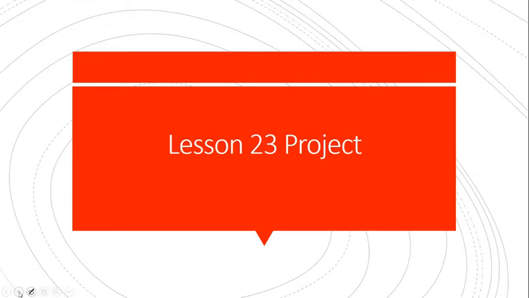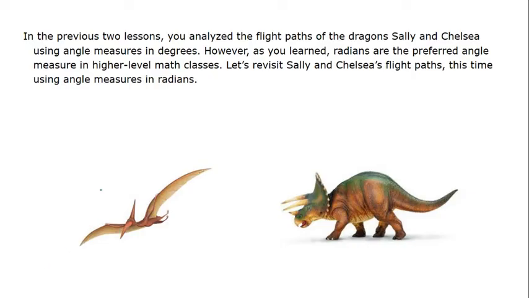Lesson 23 Project Video Help. In the previous two lessons, you analyzed the flight paths of the Dragon, Sally, and Chelsea using angle measures in degrees. However, as you've learned, radians are the preferred angle measure in higher level math classes. Let's revisit Sally and Chelsea's flight paths, this time using angle measures in radians.